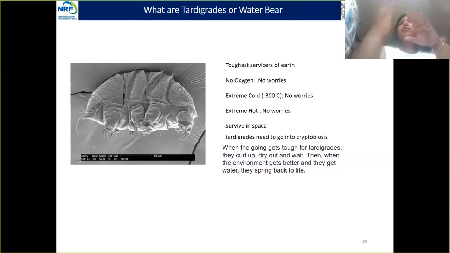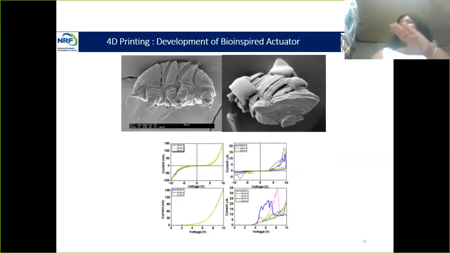a natural living system, which is called the water bear. And the water bear has a very interesting property: it can survive in extremely cold and extremely hot weather, and where there is no oxygen. So if we can achieve this kind of system, one part we have achieved.